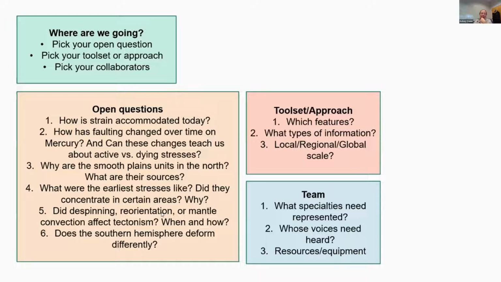The reason why I ask is that I don't think the answer is only smooth plains structures. I think it's also about the distribution of masses on the planet. It's possible that the north is the north because there are the plains and a thinner crust. So there is that geophysical component, crustal thickness, but when you ask why the smooth plains units are in the north, the question you're not asking is, why aren't the smooth plains in the south?